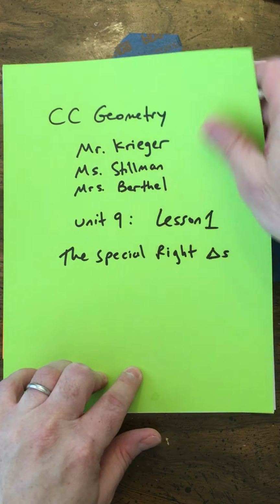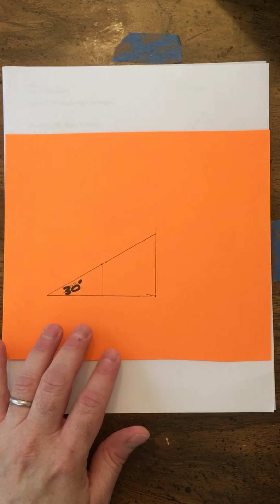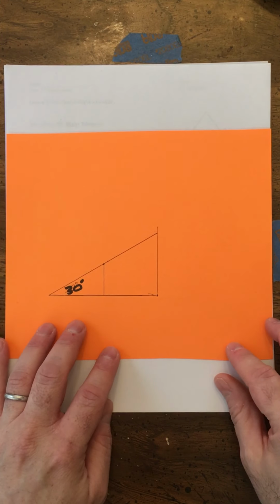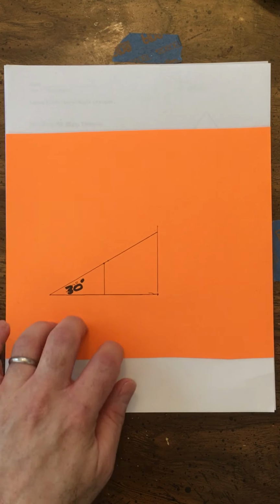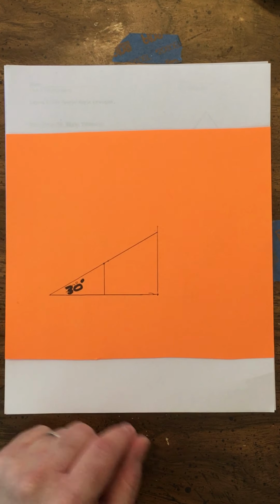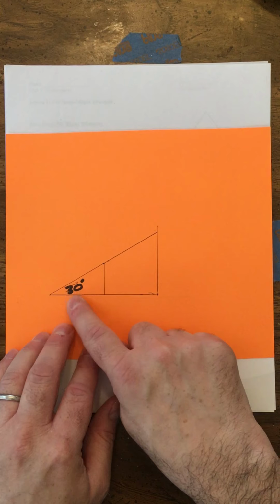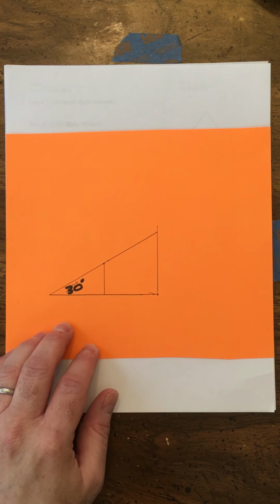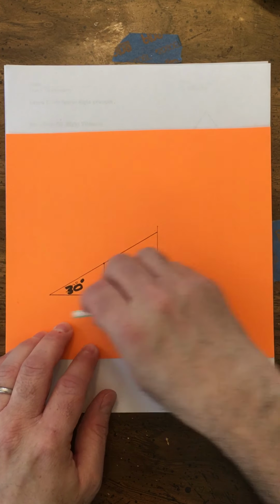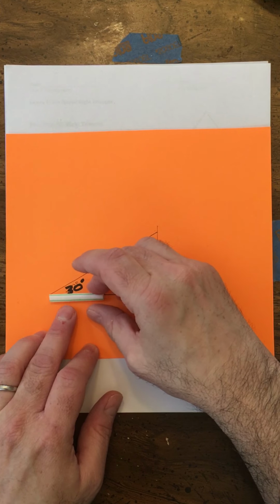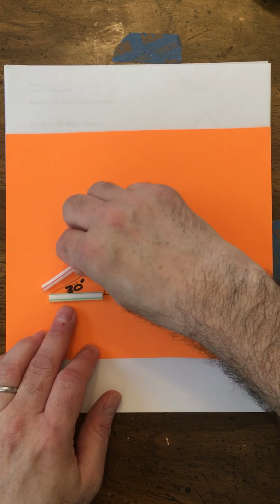Before we get started on the lesson, though, I want to show you something that's going to be useful not only for our present lesson, but also for trigonometry. And here's the idea. If I start out with a triangle where I know this angle measure, and I actually measured this angle with a protractor, and let's say I'm going to actually create the sides of this triangle using pieces of straw.